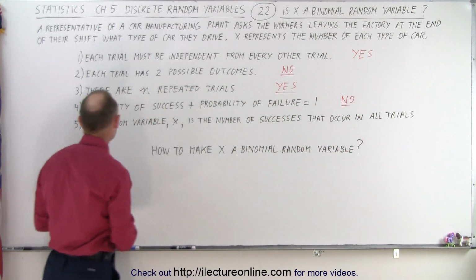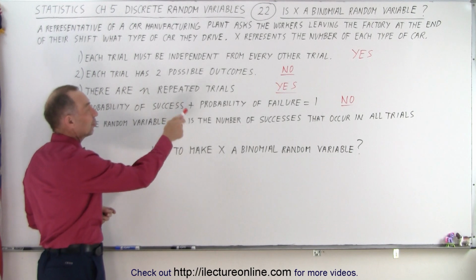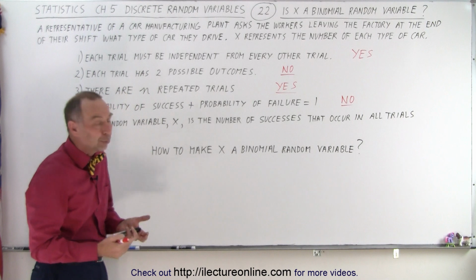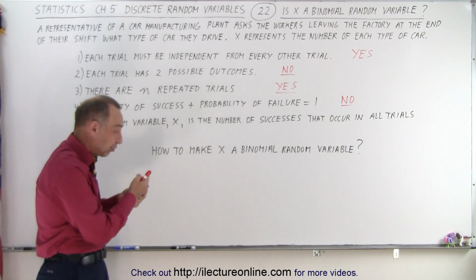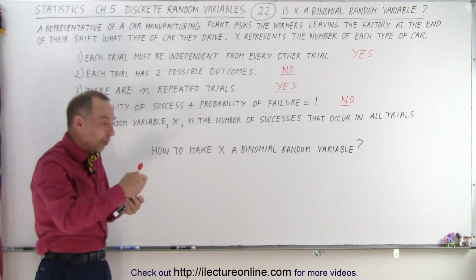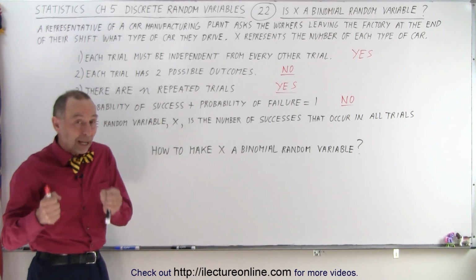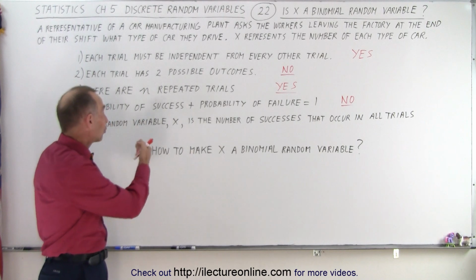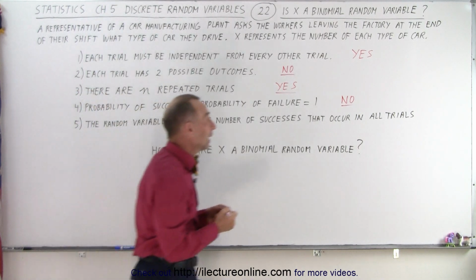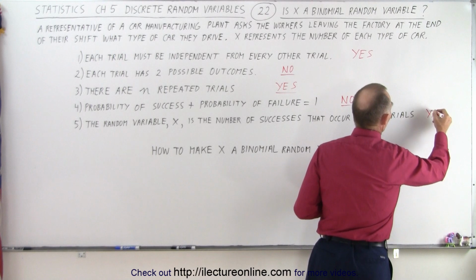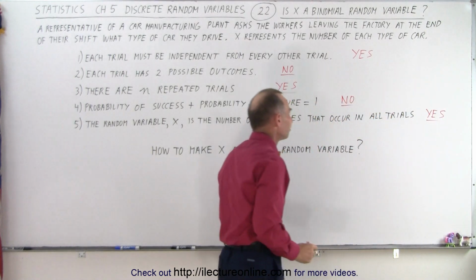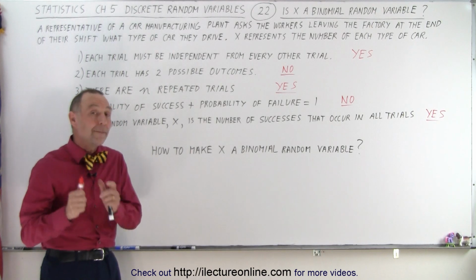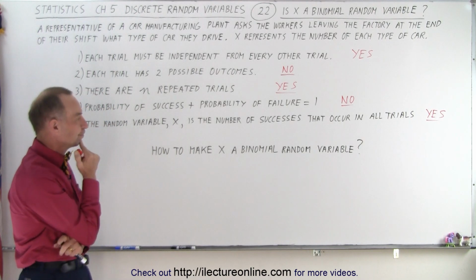And finally, the 5th condition: the random variable X is the number of successes that occur in all trials. And that would be correct, of course. If you let X be the number of employees that drive the same type of cars being manufactured in the plant, the same brand of car, then X could indeed represent that variable. So yeah, in this case we would say yes. But we definitely have 2 no's. So now the question is, how can we turn that X into a binomial random variable?